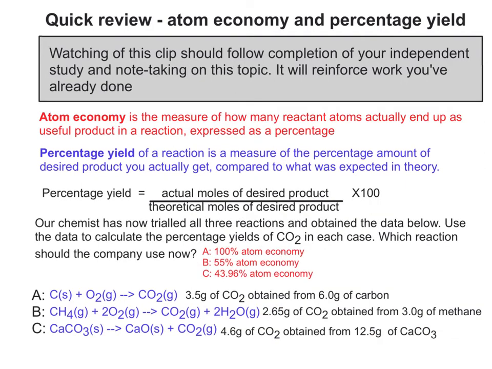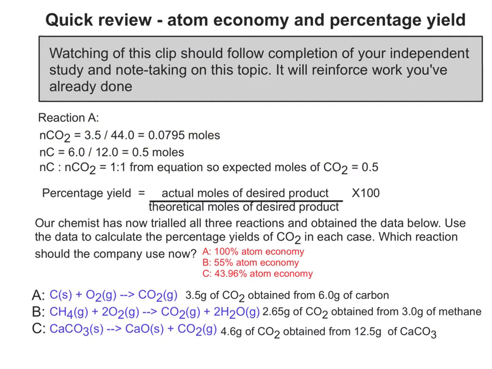So if we now go back to our original scenario with 3 reactions, and assume that our chemist has now gone and trialled all 3 reactions and got the data that's in black at the bottom of the screen. To work out the percentage yield, what you have to do this time is take the actual moles of desired product and divide it by the theoretical moles of desired product and multiply that by 100 to get your percentage. So I'm going to take the 2 definitions from the top part of the screen to make some room for the workings.